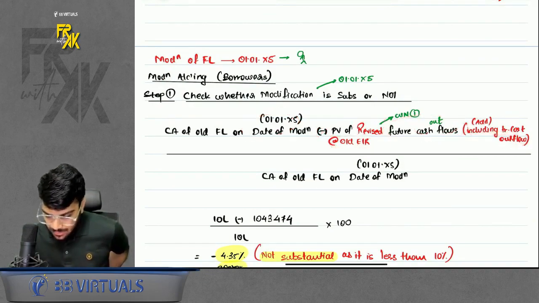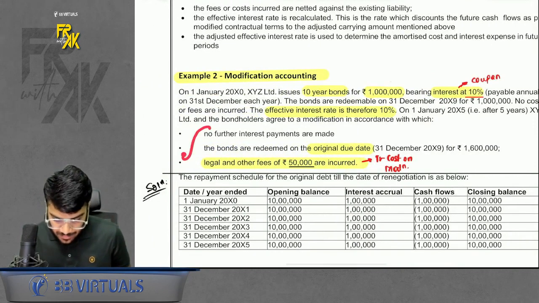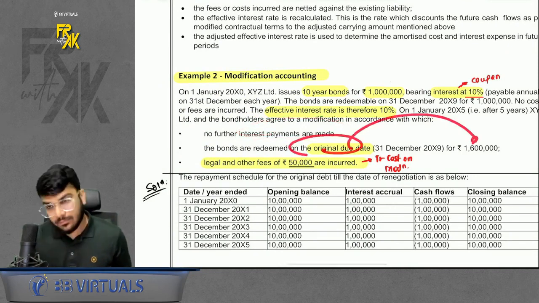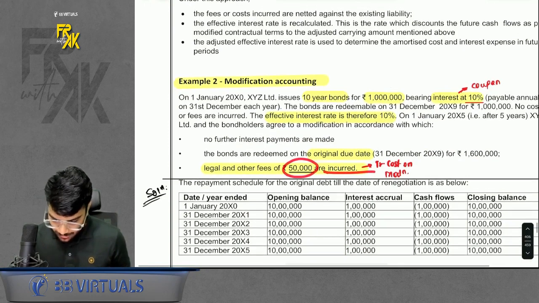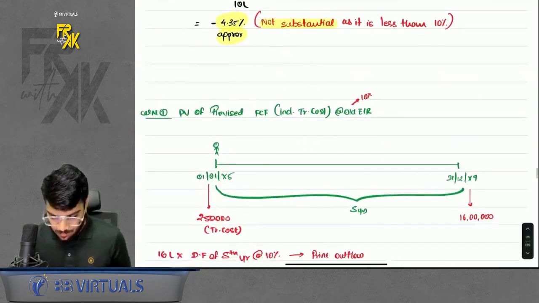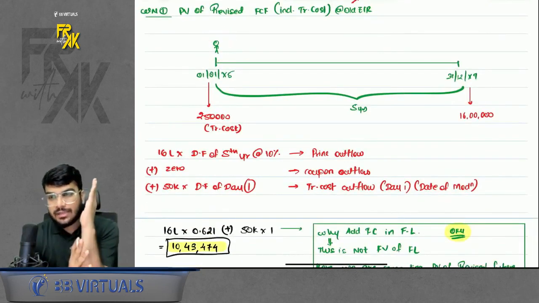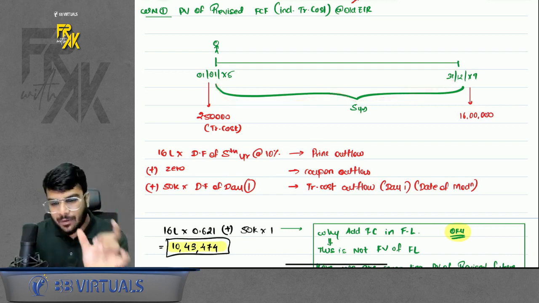What is the meaning of this? See, when you read the terms after modification, these are the revised future cash flows. As per the revised future cash flows, no interest payment is required. Principal will be paid at the end of year 10 only, but at 16 lakhs. Also there is some transaction cost on modification, right? So how do we do it now? For these revised cash flows, you have to find the present value. How do I find it? Just imagine we are standing on the date of modification and recall what all you have to pay during these 5 years. Why 5 years? Because the pending duration is 5 years.